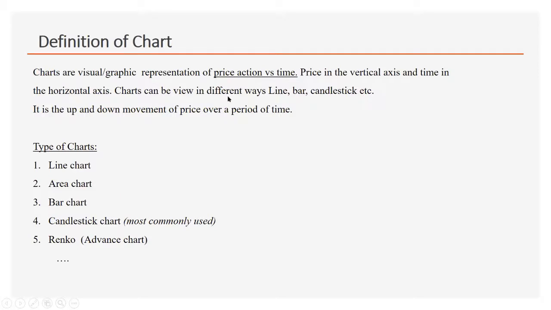Charts can be viewed in different ways. Like we know from school, we have line charts or graphs, we have bar charts, and so on. We have area charts. We'll see examples, but we'll be zooming in and concentrating more on candlestick charts. A chart is the up and down movement of price over time. Types of charts: you have line charts, area charts, bar charts, and the candlestick chart, which is the most common. For advanced users, you have Renko. There are a lot of other charts too that we're not going to talk about.